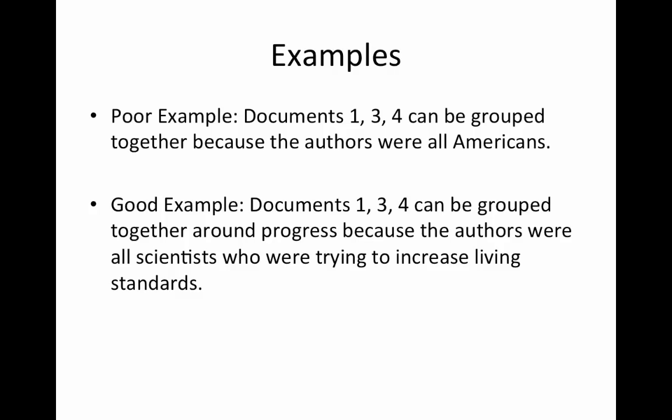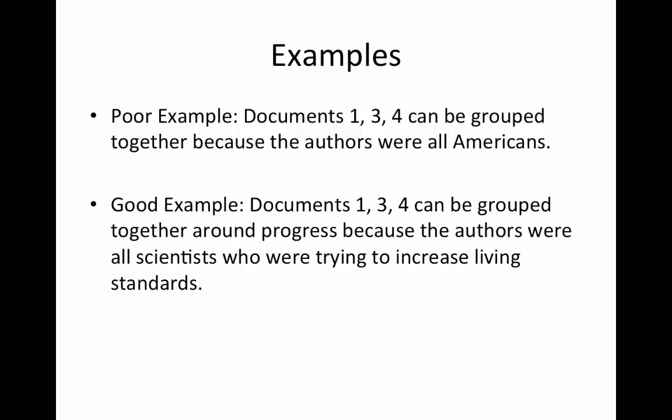Documents 1, 3, and 4 can be grouped together because the authors were all Americans. Okay, notice this is a grouping. We have 3 documents. There you go. It's within the 2 to 4. Okay, it's specific, but it's not significant. Sure, all of the authors were American, but why does that have anything to do with causes or consequences?